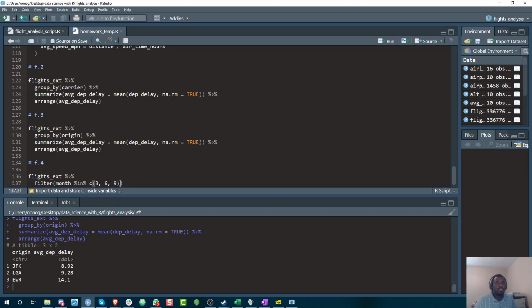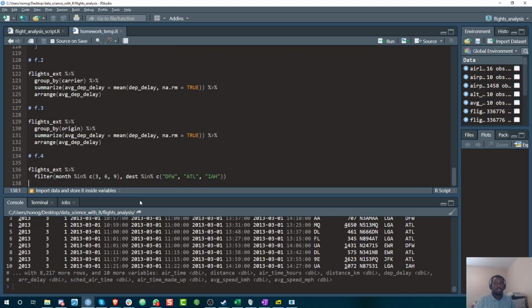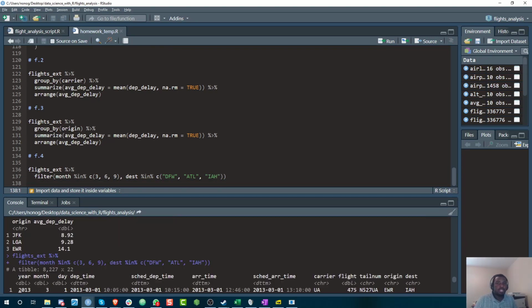Also, not all destinations. We have some specific destinations that we are looking for. It has to be in because there are several ones. We want DFW, we want Atlanta, and we want Houston. So now the big data set of over 300,000 rows is now down to 8,227. So whatever we're going to do is going to be on this.